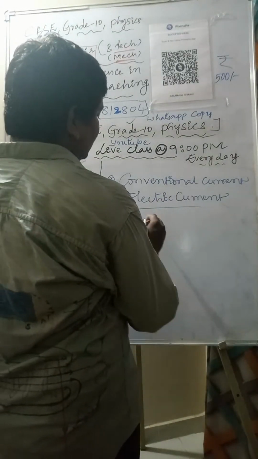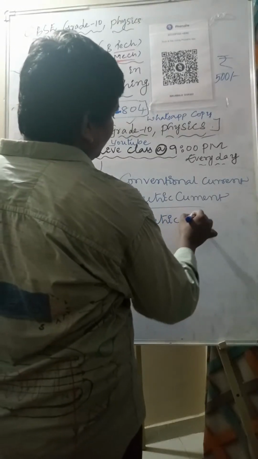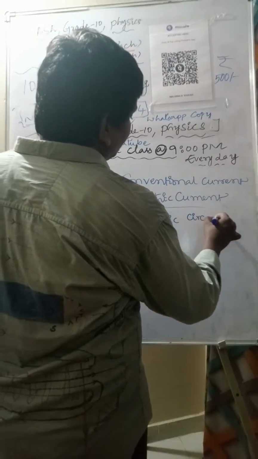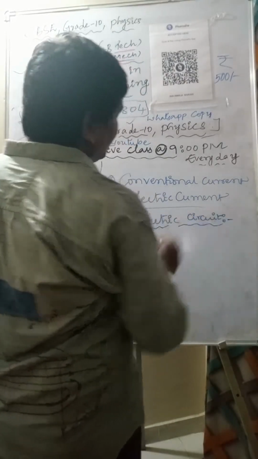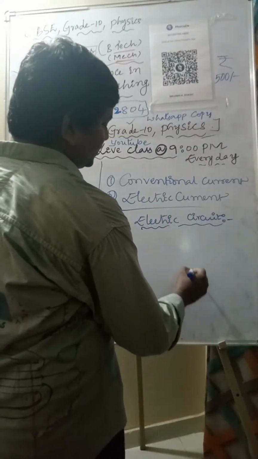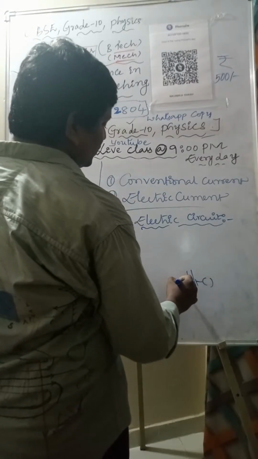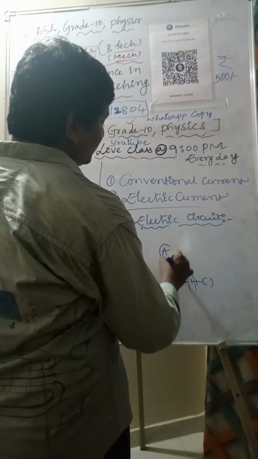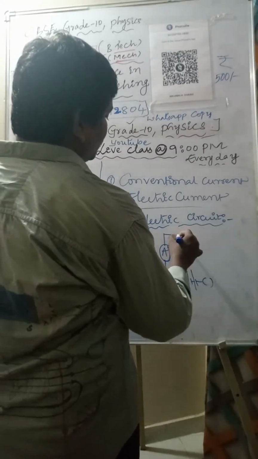Now electric circuit. Here I'm taking the circuit. So ammeter. So bulb.